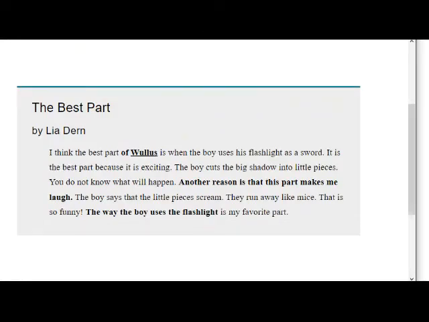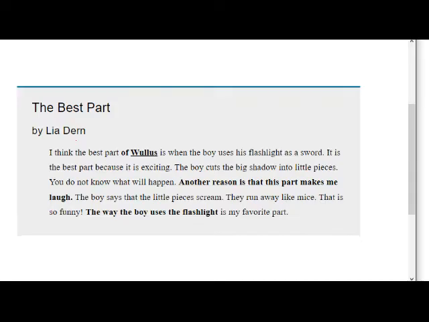Here is the opinion piece that was revised and edited and improved that Leah wrote. So she has her title. Her title is The Best Part. She has her name since she's the author. She wrote this paragraph. It says by Leah Dern. Here's her opinion of Wallace. I think the best part of Wallace is when the boy uses his flashlight as a sword. So that's her topic sentence. She's already introduced what her favorite part is. That's her opinion. This is the best part to her.